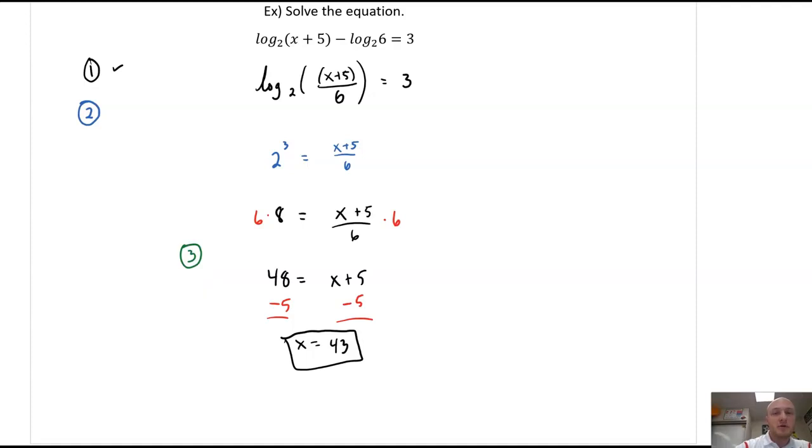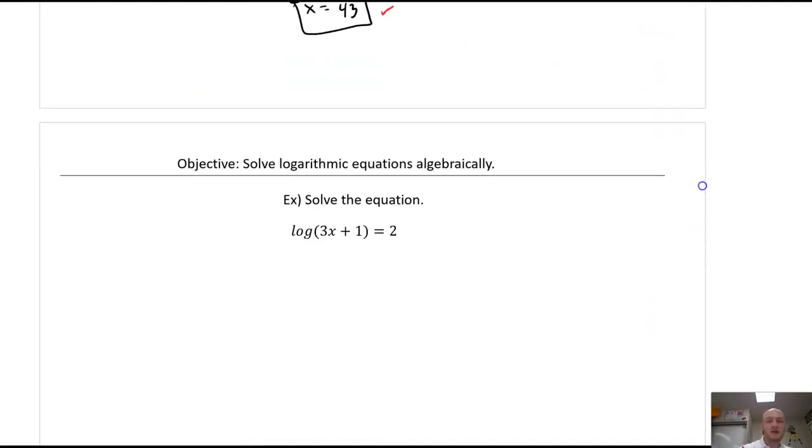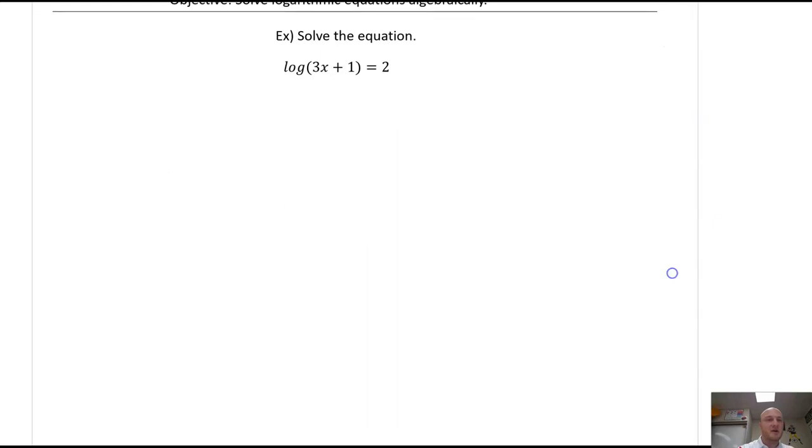Step 4, we've got to go ahead and check. So if I plug in 43 into my original argument, 43 plus 5, that's 48. It's still positive. So there's our solution, x equals 43. Again, if it gives you a negative answer, that's when you would toss it. Okay, here we go. This time we have the common log of 3x plus 1 is equal to 2.